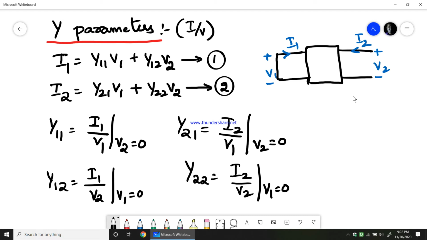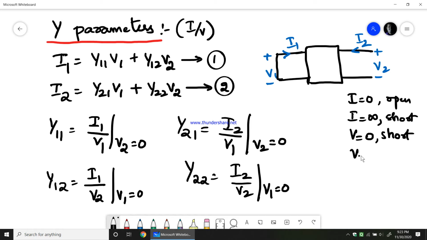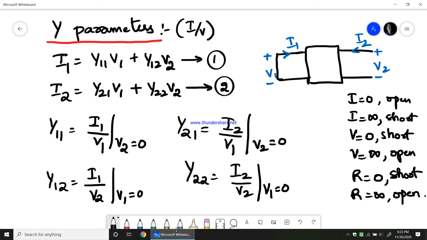You should always keep one thing in mind. When current is 0, it is open. When current equals infinity, it is short. When voltage equals 0, it is short. When voltage is infinity, the circuit will be open. Similarly, when resistance is equal to 0, it is short circuit. When resistance is infinity, it behaves as open. So these terminologies you should know.